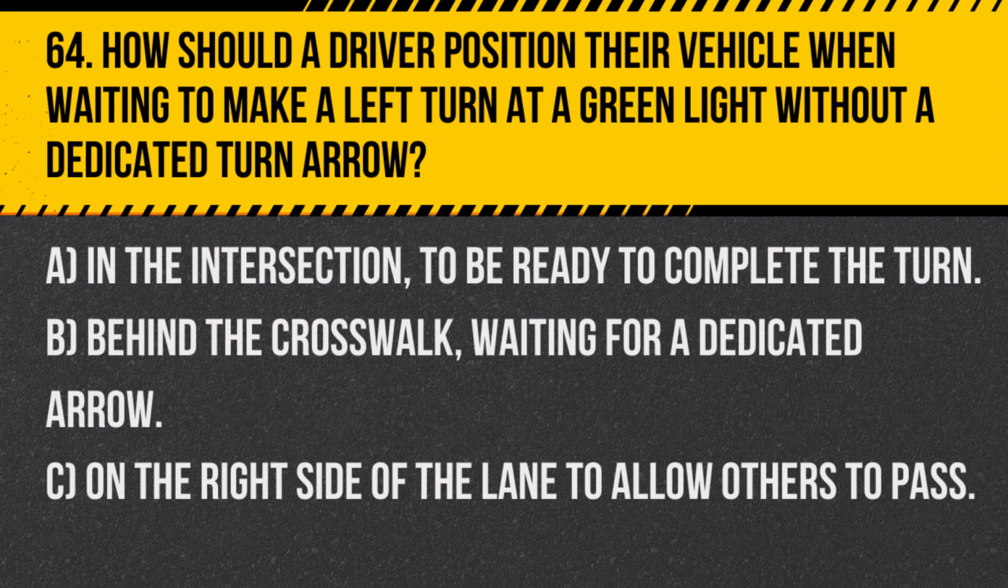Question 64. How should a driver position their vehicle when waiting to make a left turn at a green light without a dedicated turn arrow? A. In the intersection, to be ready to complete the turn. B. Behind the crosswalk, waiting for a dedicated arrow. C. On the right side of the lane to allow others to pass. Answer: A. In the intersection, to be ready to complete the turn. This positioning allows drivers to make the turn safely when oncoming traffic clears.